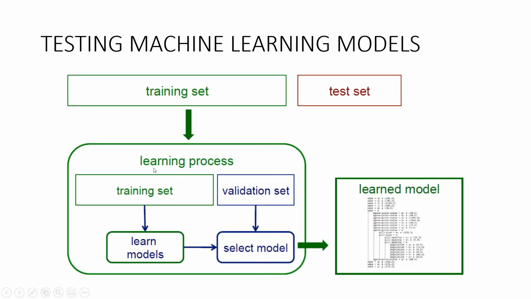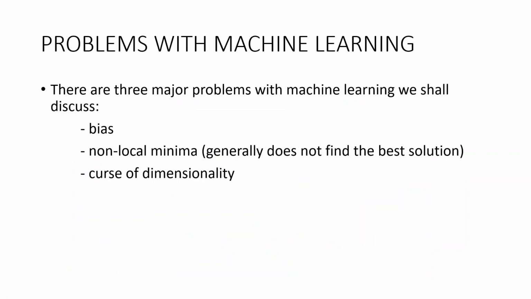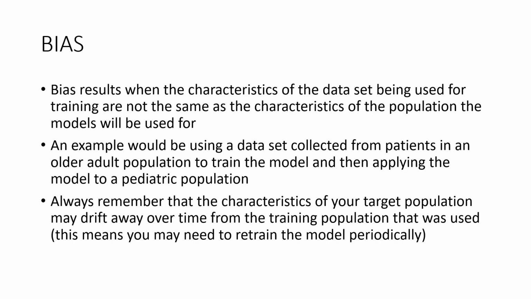So basically what you do is you set it up: the training set, you learn the model, and you use the validation set to stop the training. And then once again, you have the learned model, you run it against the test set to make sure you're okay. There are a few problems, well, actually several problems with anything, but we're going to talk about three particular problems with machine learning: bias, non-local minima, and the curse of dimensionality.